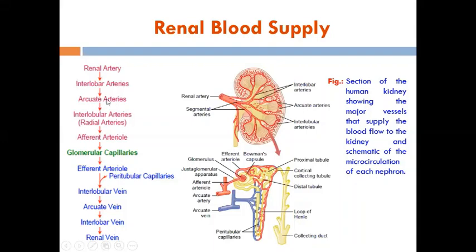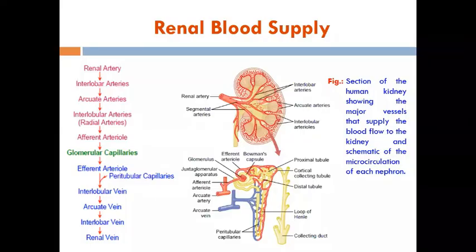Then the arcuate arteries give branches called interlobular arteries, sometimes referred to as radial arteries. These form the afferent arterioles. The afferent arterioles divide to form the glomerular capillaries that are involved in filtration at the glomerulus. They then continue as the efferent arterioles.